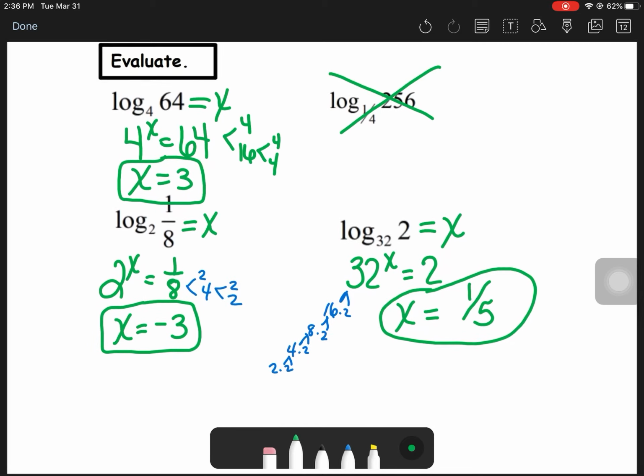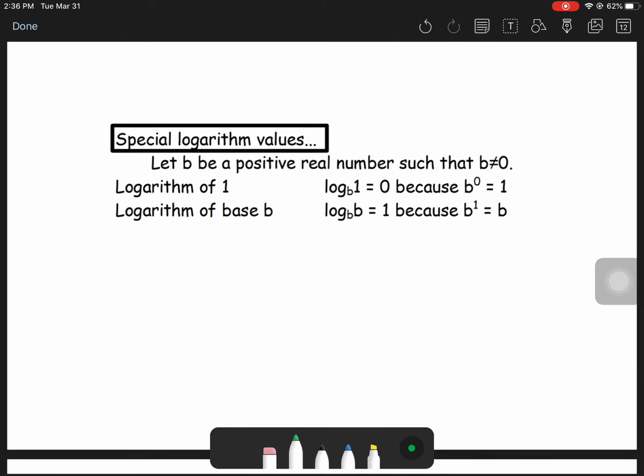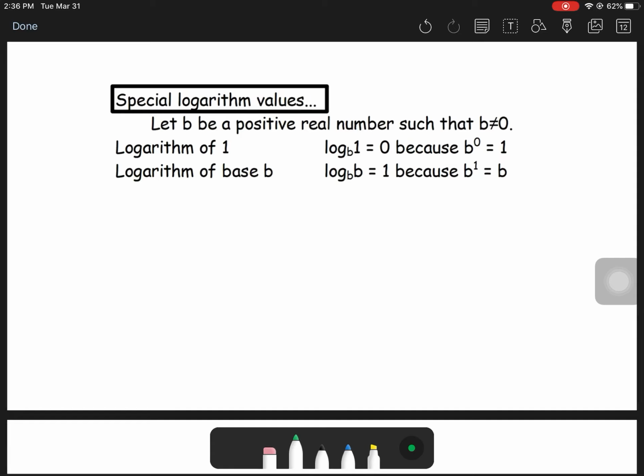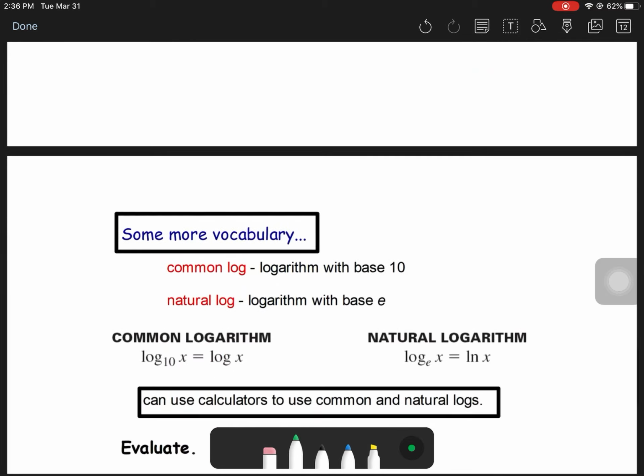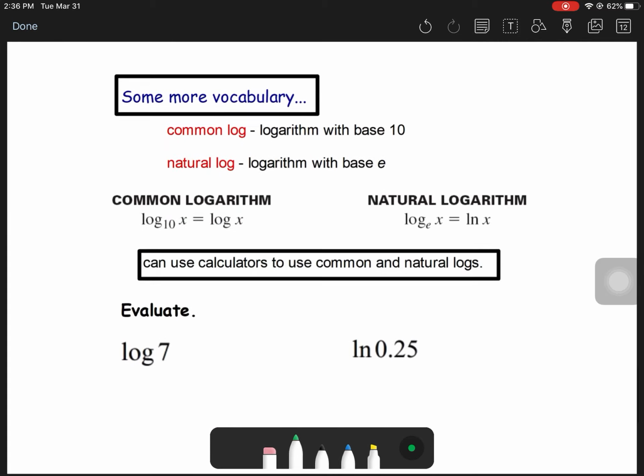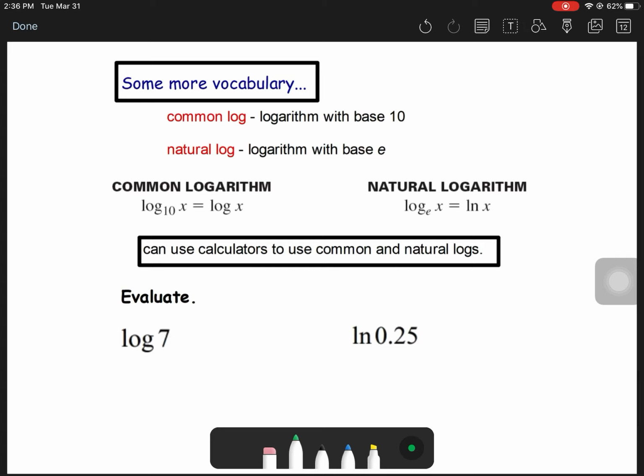Couple of things we need to remember or learn about is that there are some special logarithms. A logarithm of 1, which means any base to the 0 power would be 1. And then the logarithm of base b, which means any base to the first power will be that number, which is that base. On your calculator, we want to look for the 2 buttons that could help us with logarithms.